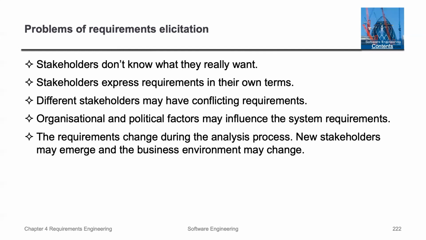So, problems of requirements elicitation: the stakeholders don't know what they really want. Unfortunately, that can oftentimes be the case. But once you bring the right thing, they'll let you know. Stakeholders express requirements in their own terms. Different stakeholders may have conflicting requirements. Organizational and policy factors may influence the system requirements. The requirements may change during the analysis process. New stakeholders may emerge and the business environment may change.